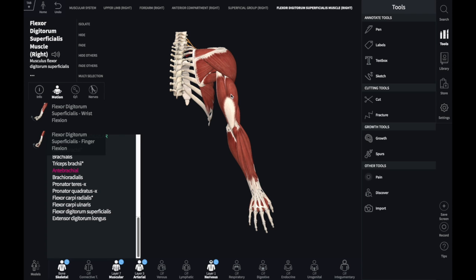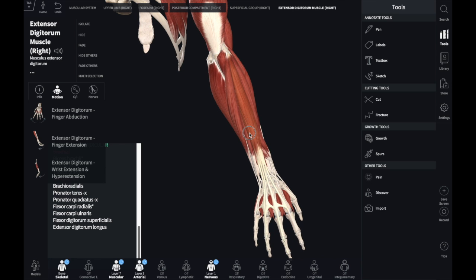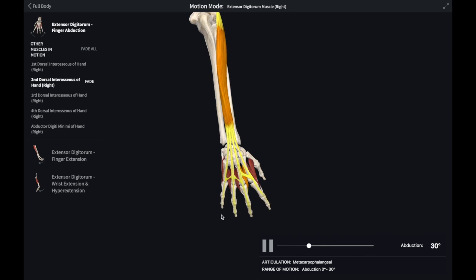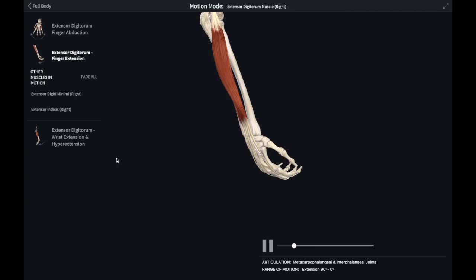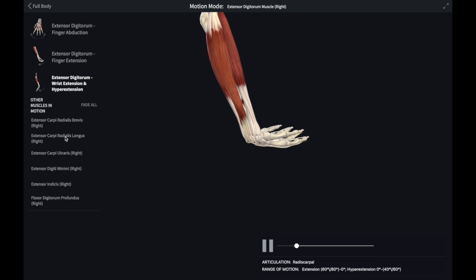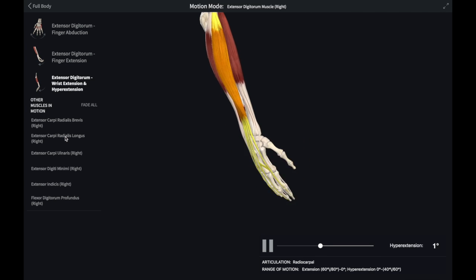Looking posteriorly, the last muscle to know on our list is the extensor digitorum longus. So it's this muscle here. This will be involved in abduction of your fingers, extension of your digits, as well as extension of your wrist.